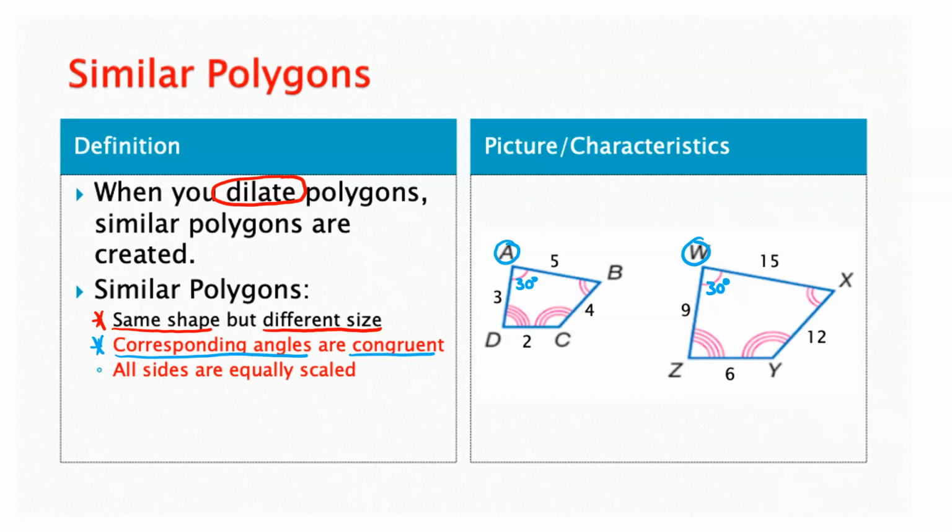Now, what about the sides? Well, the sides are what are similar, right? All sides are equally scaled, right? If it was a true dilation, then everything should have been scaled by the same scale factor. What I mean by that, take a look. How do we go from 5 to 15? You multiplied by 3. How do you go from 3 to 9? Multiplied by 3. How did you go from 4 to 12? Multiplied by 3. How did we go from 2 to 6? Also multiplied by 3. All right. There we go.